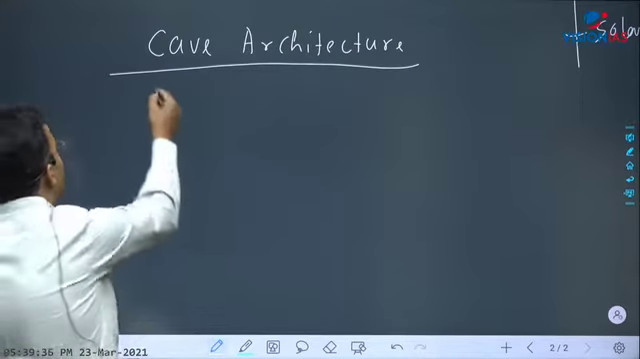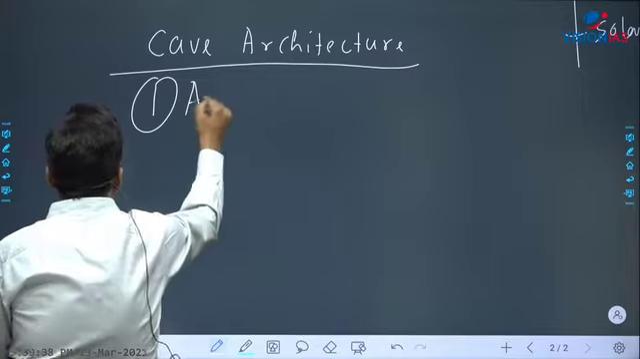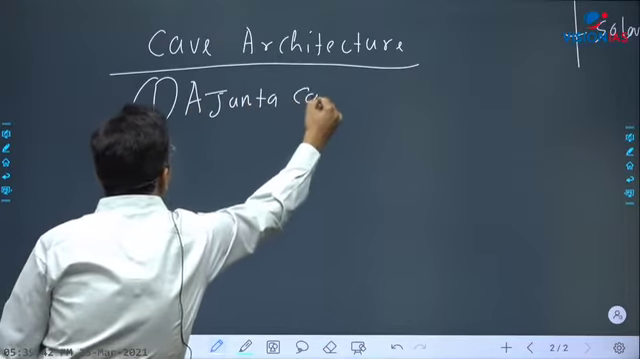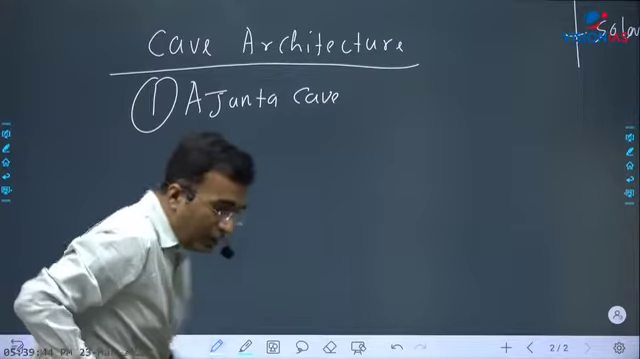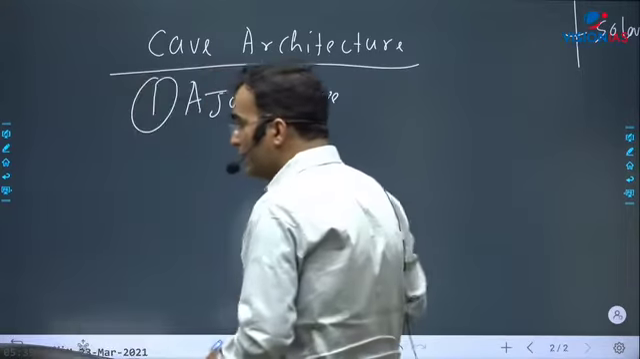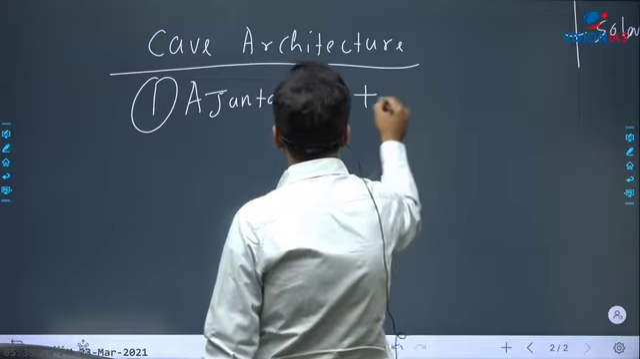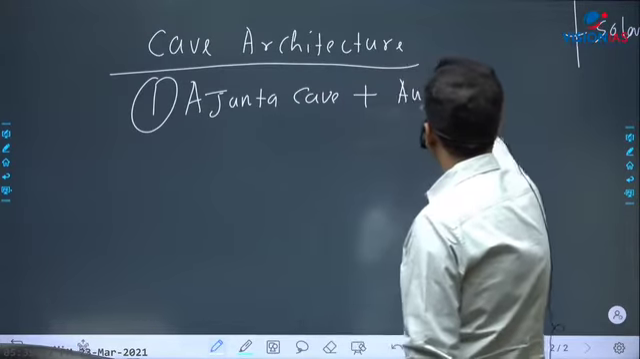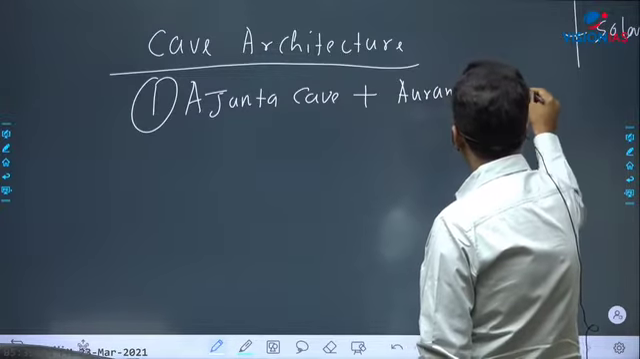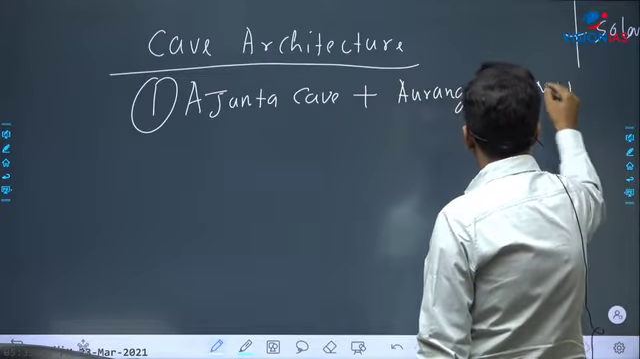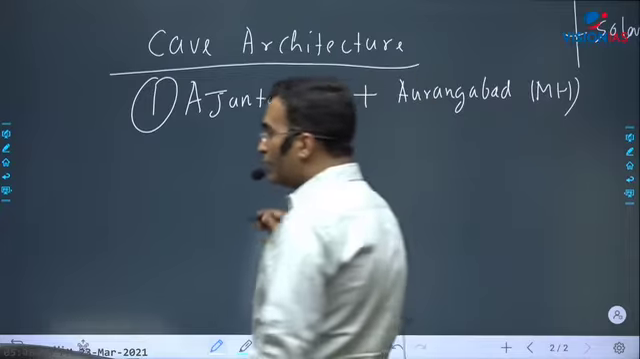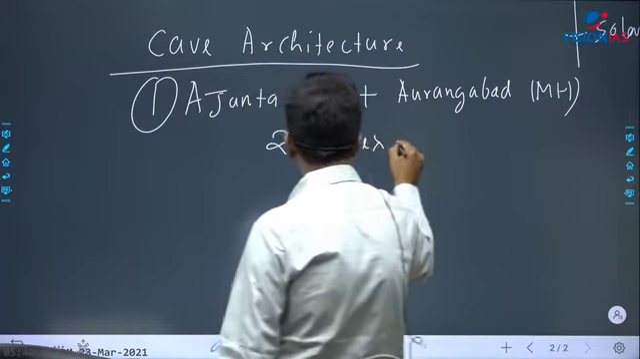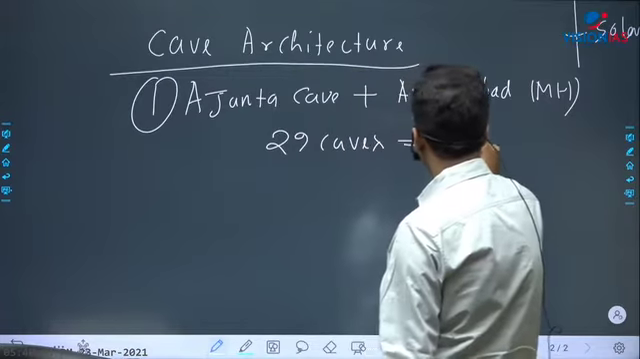So the first cave that we are going to see right now is the Ajanta cave. And as you know, Ajanta cave is in the Aurangabad district of Maharashtra. There are a total of 29 caves in this one, and it is purely Buddhist in nature.